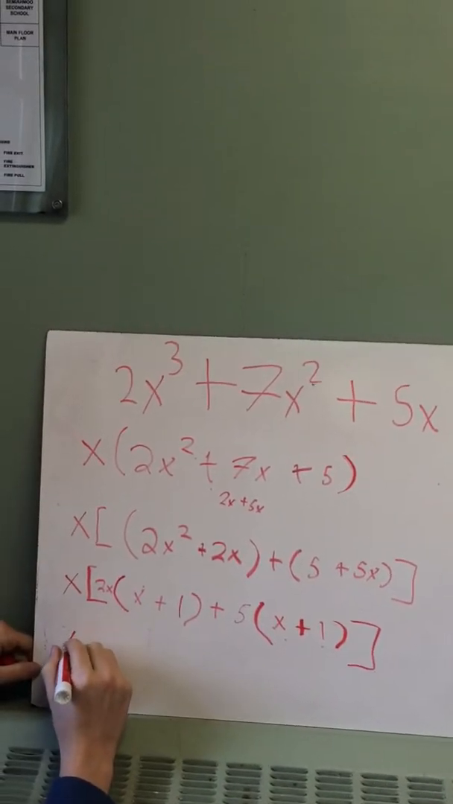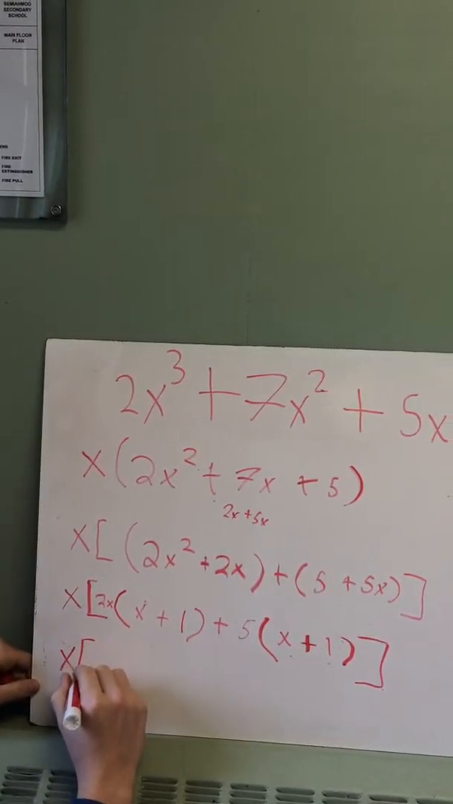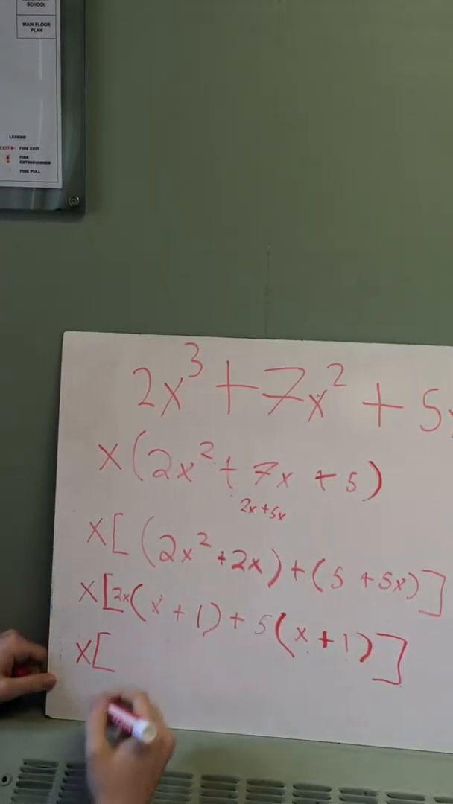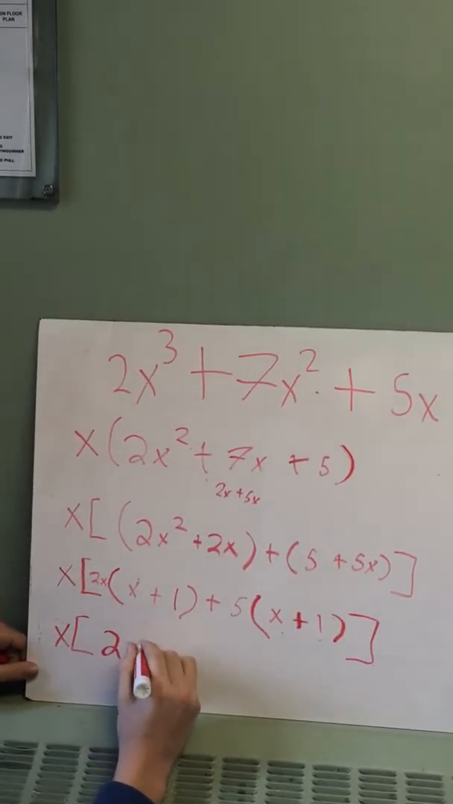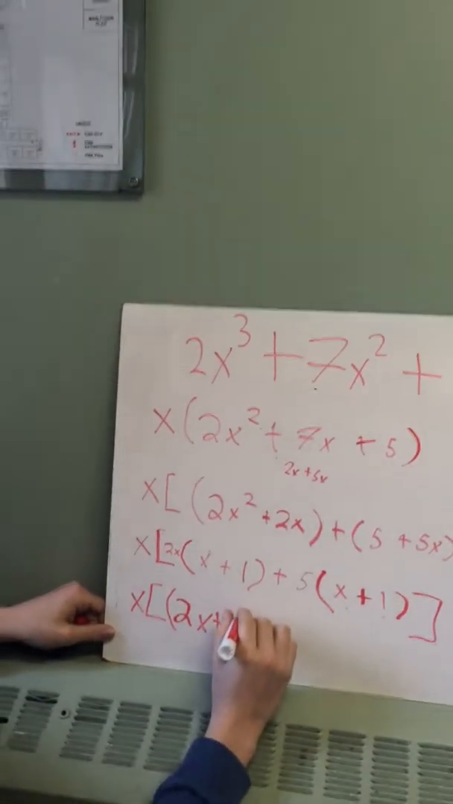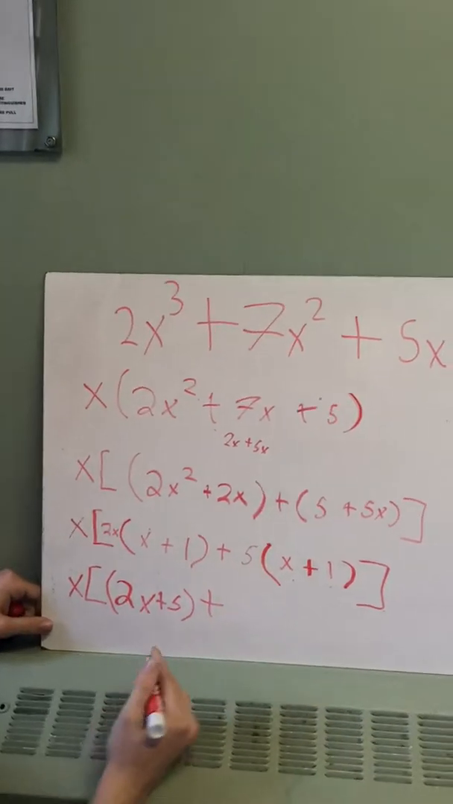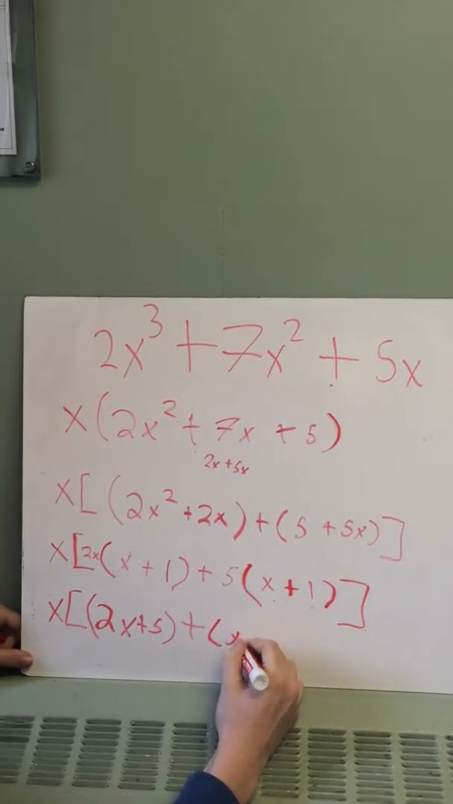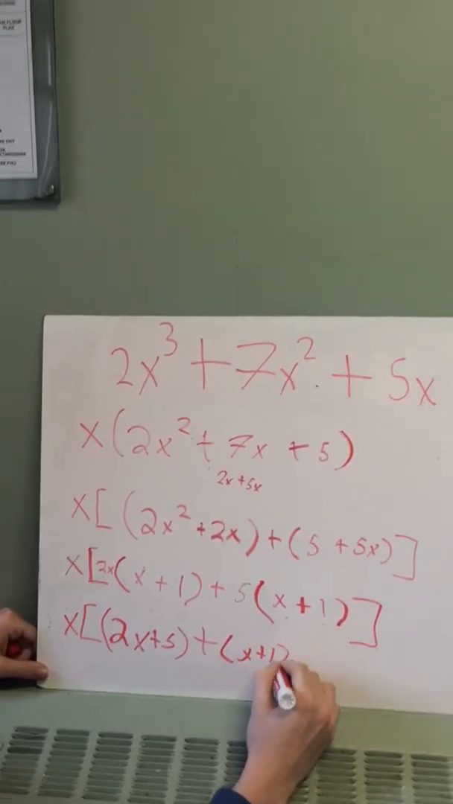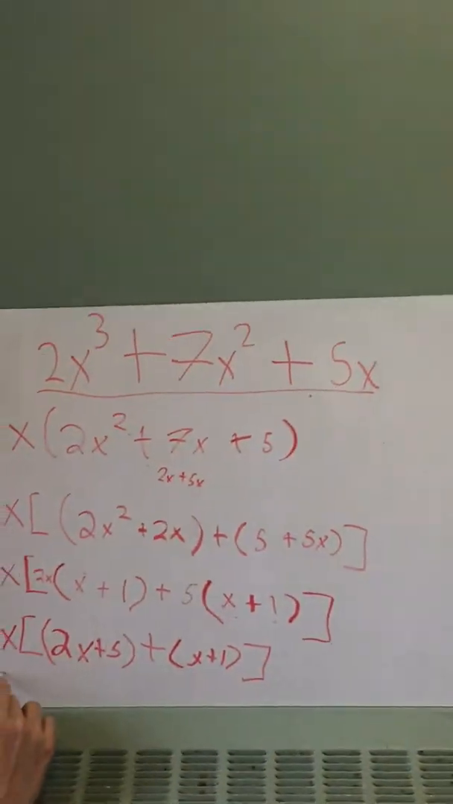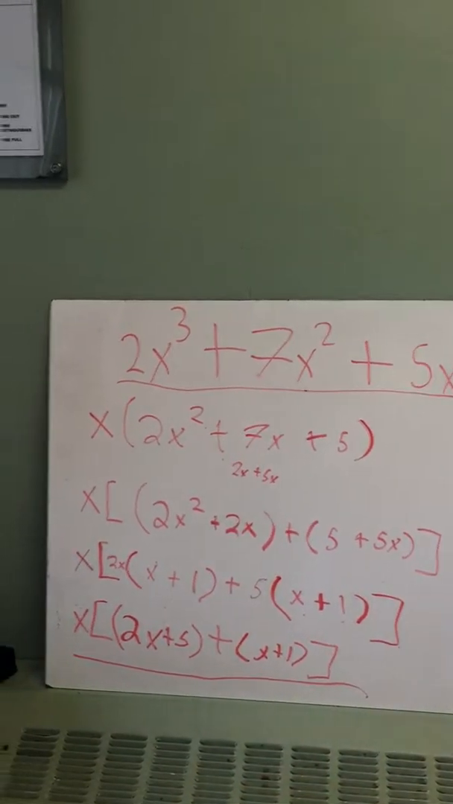So we're going to have x on the outside, square bracket, and you have to add these 2 together on the outside to be the same thing. So it's 2x plus 5, closing bracket, plus x plus 1 equals the same thing. So it's x plus 1. Close it, square bracket. And guess what? You've just turned this into this. And that's how you factor.